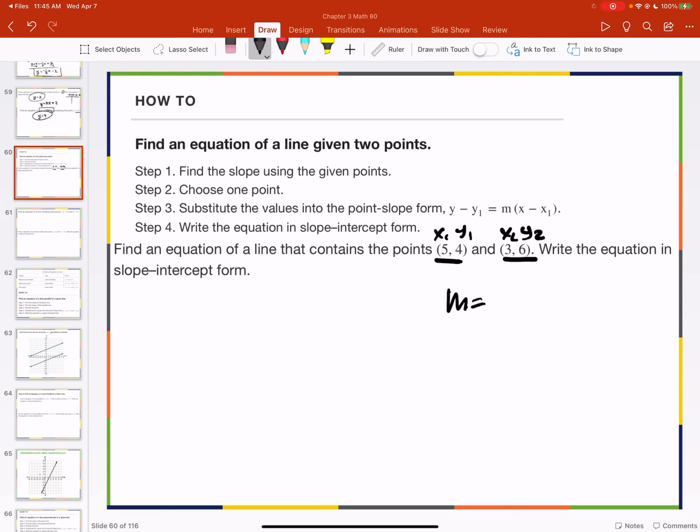So first, let's find the slope, change in y over change in x, right? So that's going to be 2 over negative 2, so that's negative 1. So now we have the slope. And let's pick a point. I'll just pick this first one.